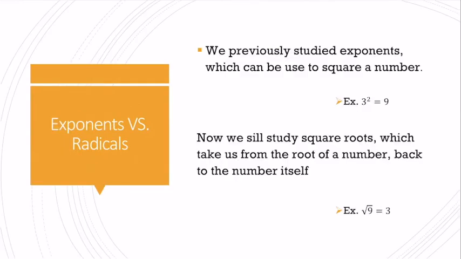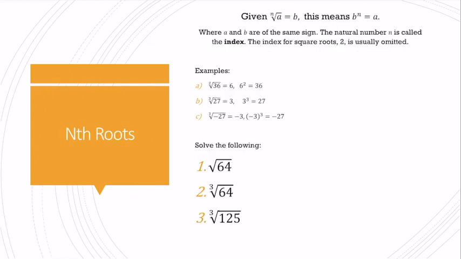So, in previous chapters we have studied exponents, right? Exponents can be used to square a number. So if I have 3 squared, it is equal to 9. If I have 2 cubed, it is equal to 8. Now we're going to study square roots and cube roots, okay, which take us from the root of a number back to the number itself. So if I have the square root of 9, it's 3. Essentially, square roots undo squares.